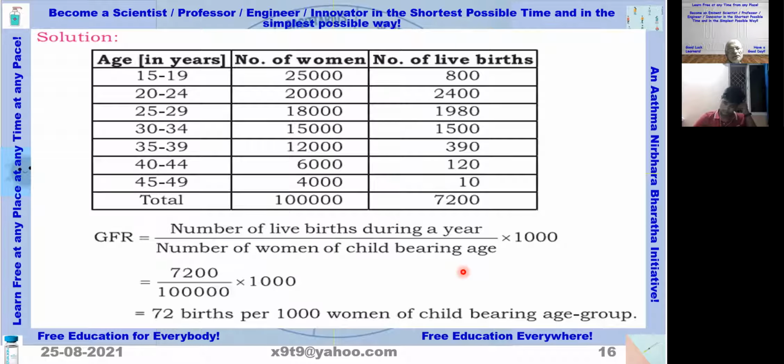Which have you not multiplied? Into 1000. That's why you should remember the formula and write it, and then only you'll get the answer. If you write it, you can easily see there is 1000, three zeros. Remove three zeros here, then two zeros here, and you get 72. It is not necessary that for all problems you should simply go to the calculator. So write the answer as 72 births per 1000 women of childbearing age.